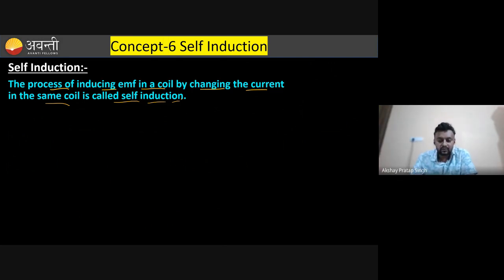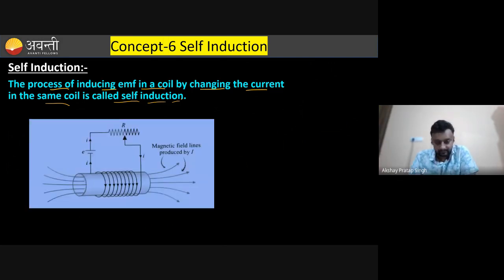Now, in terms of the diagram, look at that. What you can see, this is some sort of solenoid, clear? And a circuit is attached with it with some rheostat. This is a rheostat.